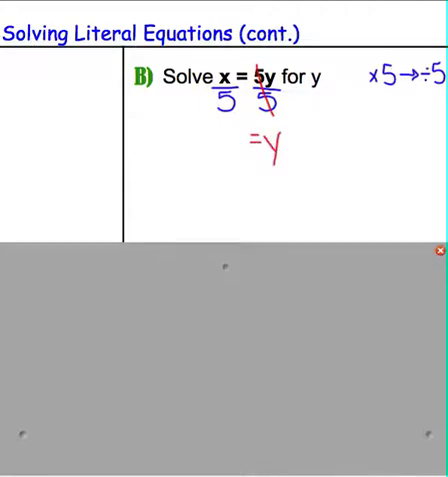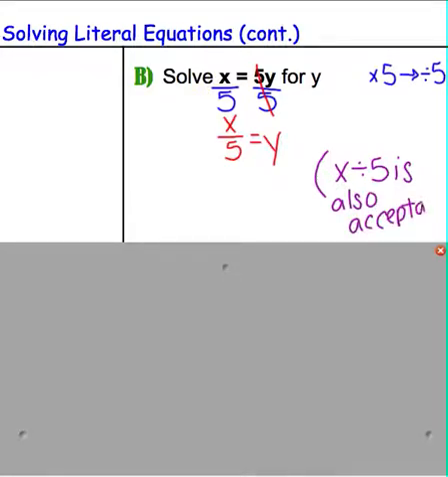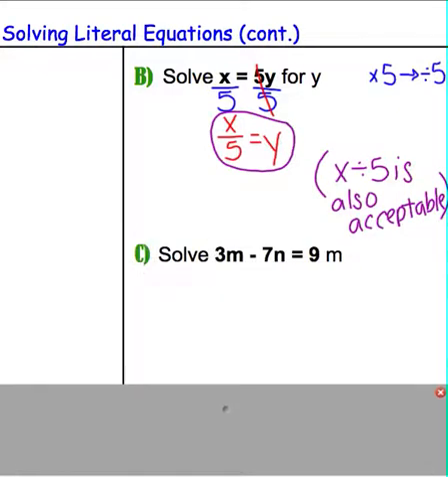And I can't actually divide x by 5. So instead, I'm going to just write x over 5 equal to y. Now, if you would like to make a side note that x divided by 5 is also acceptable, please do. Because it is correct that you can choose to use the division sign instead of a fraction bar. But bottom line is, this is what we are looking for. So let's try another example.